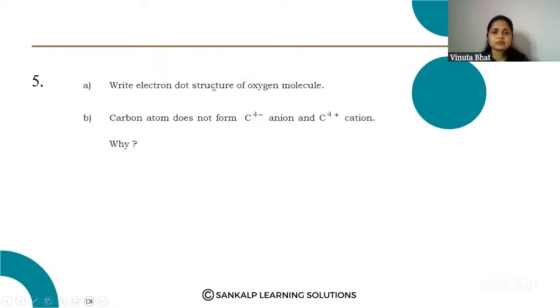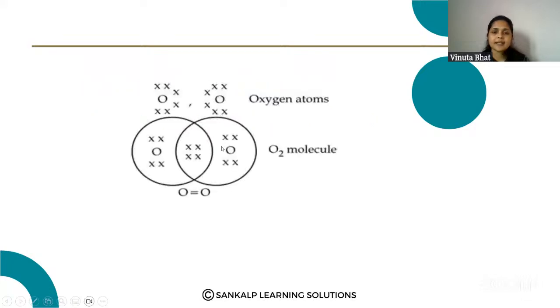Next question. Write electron dot structure of oxygen molecule. Carbon atom does not form C4- anions and C4+ cations. Why? What is the reason behind this? Okay, electron dot structure of oxygen molecule. So it is like this. Oxygen bonds by double bond, O double bond O, the O2 molecule.